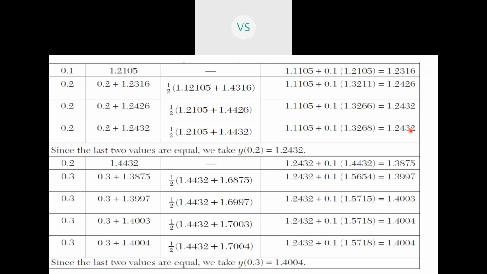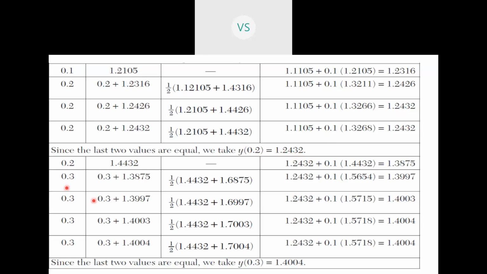So we will stop over here. The last two answers are 1.2432 and 1.2432. This minus this, we are getting 0.0000. That is our required criteria. So y at 0.2 is equal to 1.2432. This is the final value.